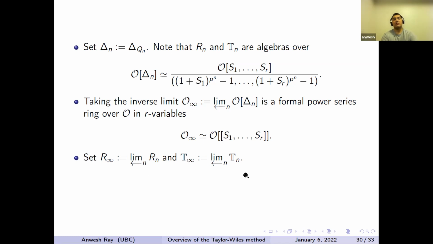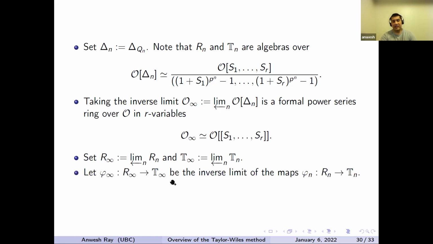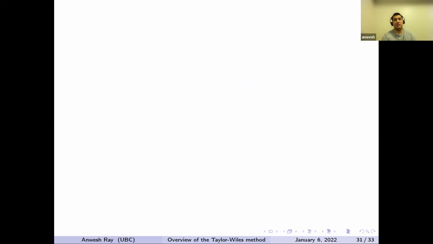So we pass through these inverse limits, and now things actually become simpler because now there are actually algebras over O infinity, which is a formal power series ring. Once we pass the inverse limit, we get a map relating them. This is the inverse limit of all the maps phi n, and this is the map of O infinity algebras. So now the point is, if we show that phi infinity is an isomorphism, then it follows that the map that we started off with is also an isomorphism.